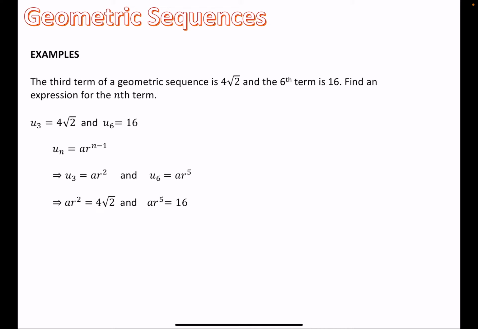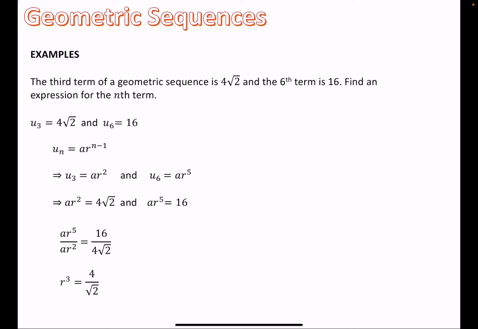Basically what we want to do is combine these two together. Okay, the best thing to do is to divide them, because if we divide them, we'll get rid of our a and we'll get rid of a bunch of r's. But most importantly, we'll get rid of the a, and that'll give us an equation that we can work with that's just got the one variable. Okay, so if we do ar to the power of 5 divided by ar squared, that's going to be 16 over 4 root 2.